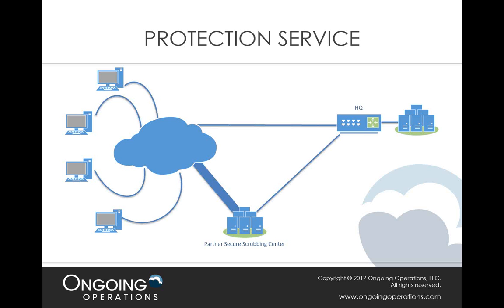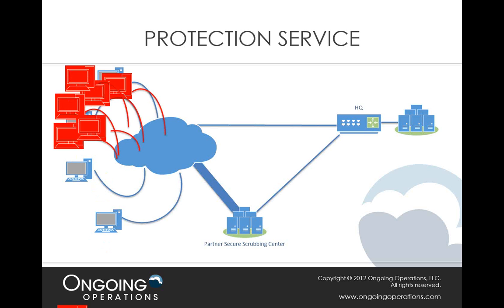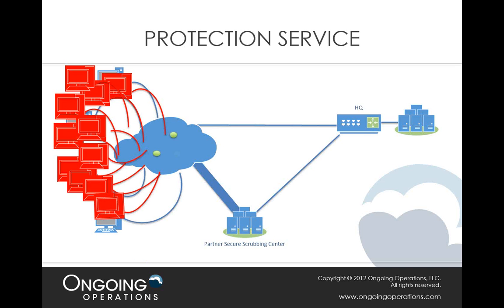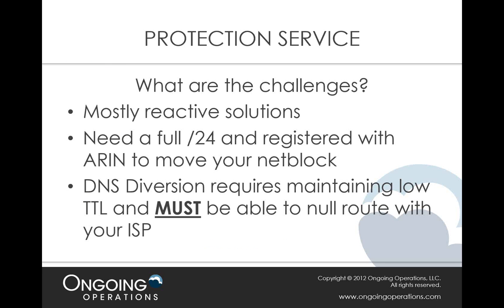So to talk about the protection service, your normal traffic would flow to your headquarters. In the event of an attack, you would basically re-announce your internet presence through one of two ways: out of the scrubbing center or the secure partner. They would take on that load of attack traffic. They would scrub it, they would clean it, they would determine what is the legitimate traffic, and they would hand it back to you. These services by themselves are usually reactive type services.